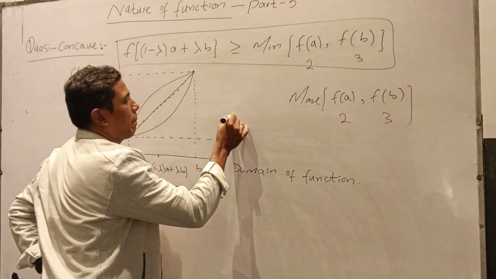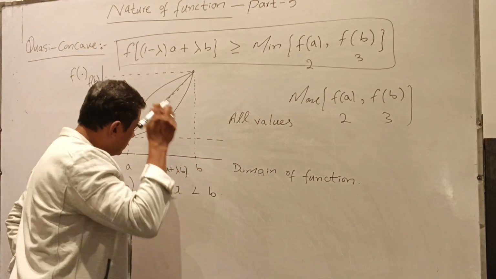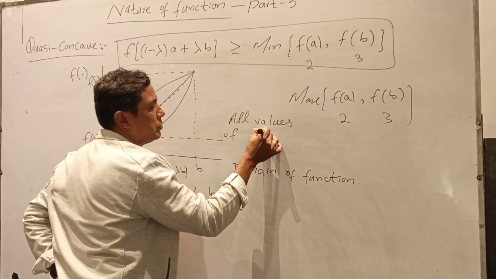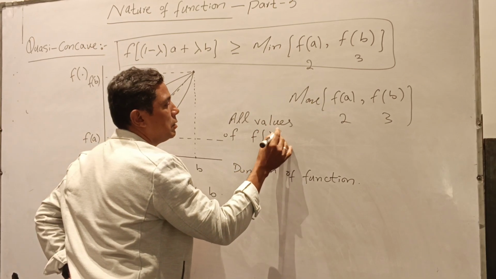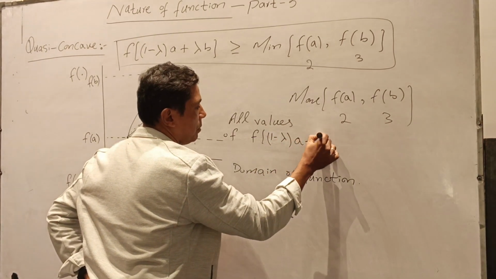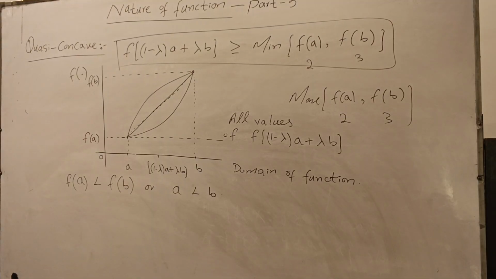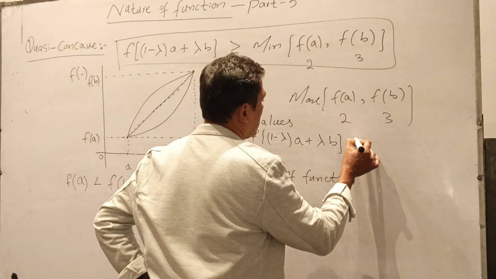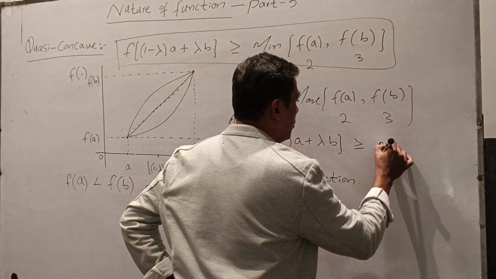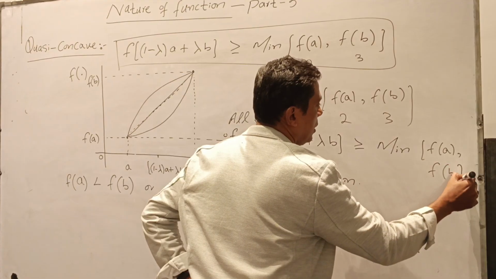So, all values of f of (1 minus lambda) a plus lambda b are greater than the min of f(a), f(b).